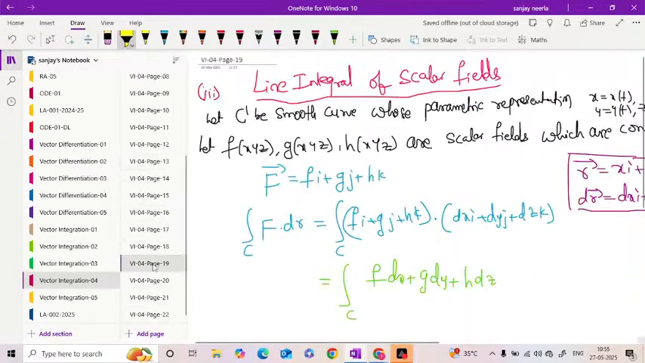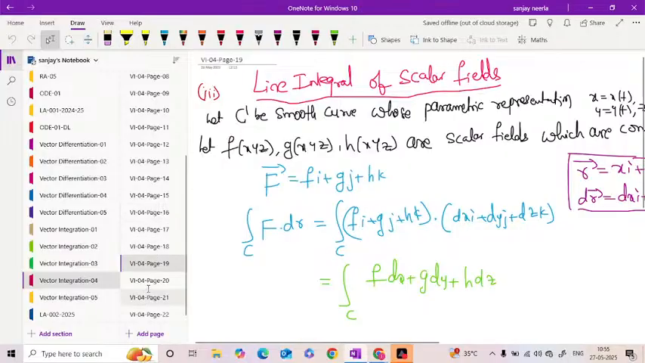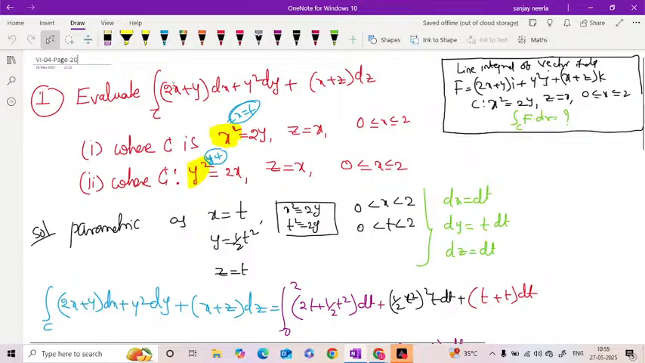That's why I have given only one problem in the line integral of the scalar field. Directly they have given the three functions f, g, h. You have to find the line integral of f dx plus g dy plus h dz only. I think we have seen only one problem in the previous class. It has given the integral of (2x plus y) dx plus y square dy plus (x plus z) dz. It is the line integral of the scalar field.